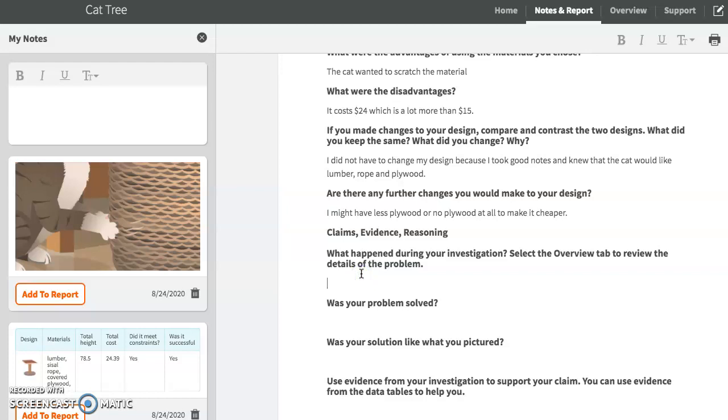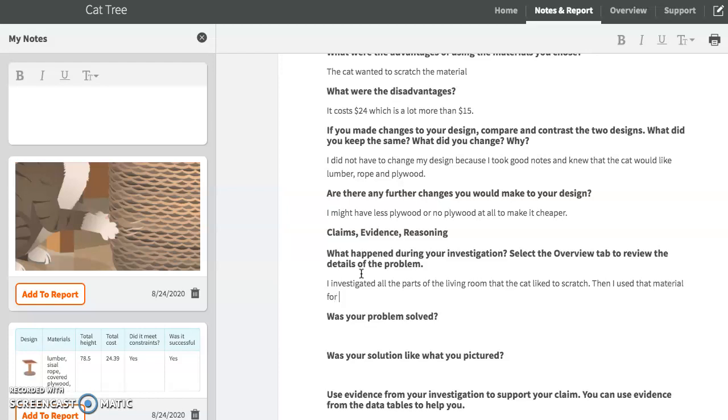Alright, what happened during your investigation? I investigated all the parts of the living room that the cat liked to scratch. Then I used that material for the scratching post. Was your problem solved? Yes, I solved it with the materials I chose. Was your solution like what you pictured? Yes, because I was able to be creative and use my own research.